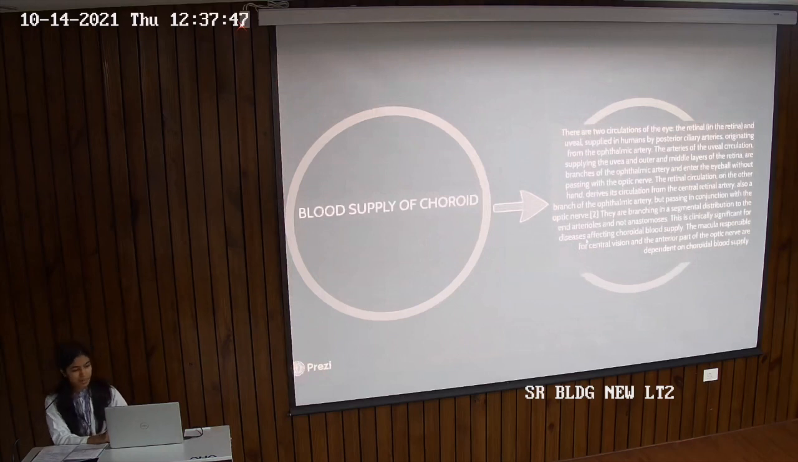What is the blood supply of choroid? As we know, the eye is supplied mainly by the ophthalmic artery, which is a branch of the internal carotid artery. The ophthalmic artery gives mainly two branches, the central retinal and the posterior ciliary artery. So the choroid is mainly supplied by the posterior ciliary. The posterior ciliary has two branches, the short ciliary and the long ciliary artery. So it is given here.